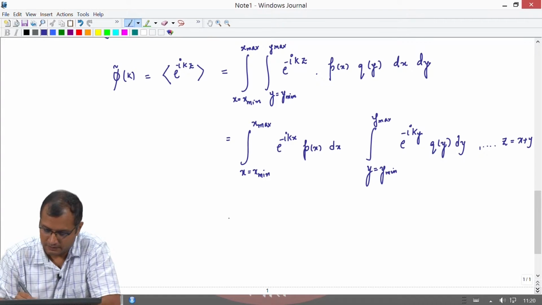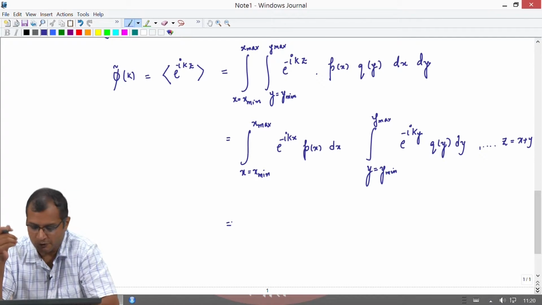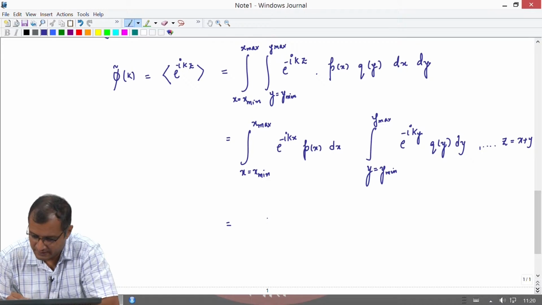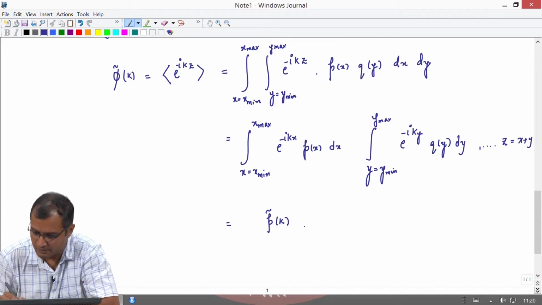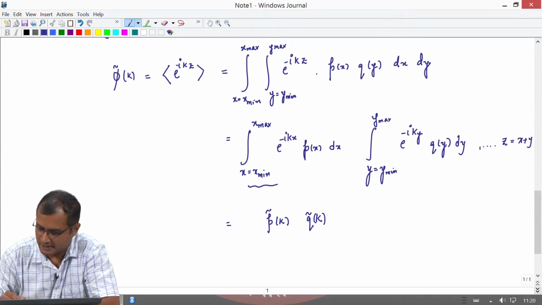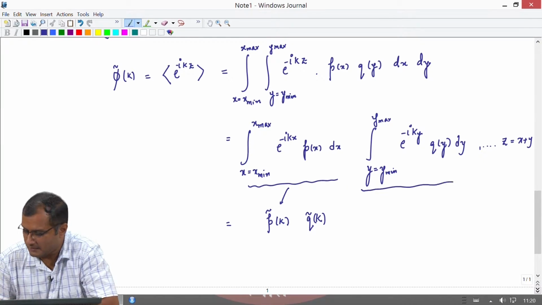Now, x and y are uncorrelated, so this separation was possible, and if you visualize the 2 integrals, they are individually nothing but characteristic function of the x distribution and y distribution themselves. So, this entire integral was nothing but characteristic function of the p distribution, and this guy is nothing but the characteristic function of the q distribution.